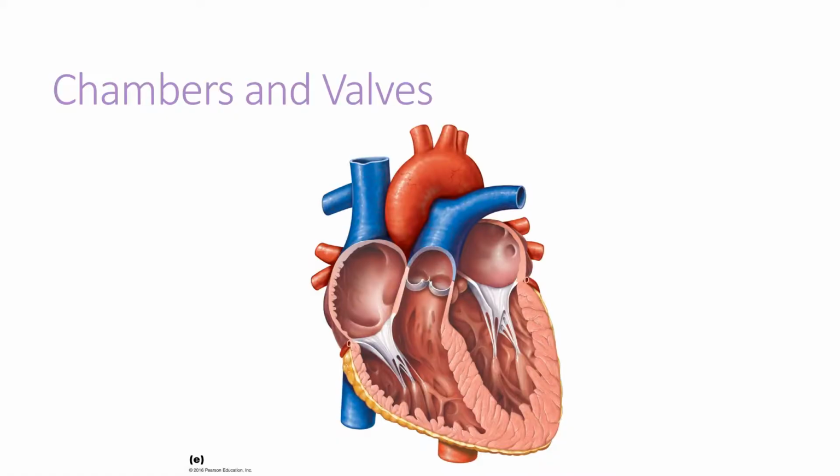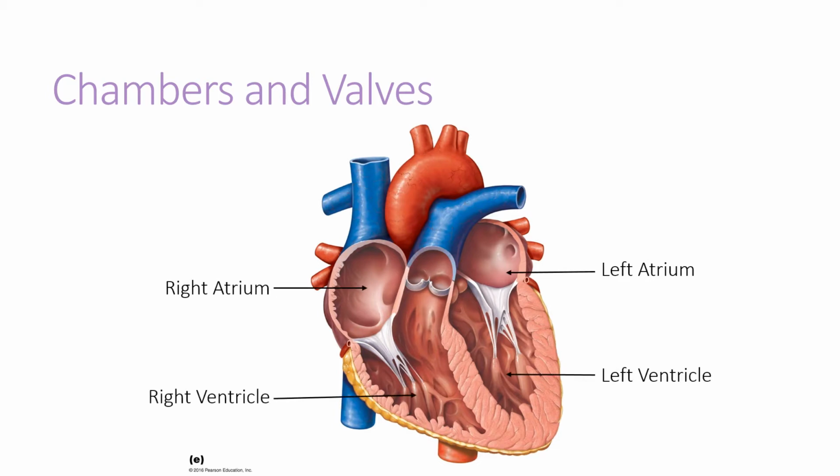As we saw previously, the human heart has four major chambers: a right atrium and a left atrium at the top, a right ventricle and a left ventricle at the bottom. The atria and the ventricles are separated from each other by the atrioventricular valves, a tricuspid valve on the right and a bicuspid valve on the left.